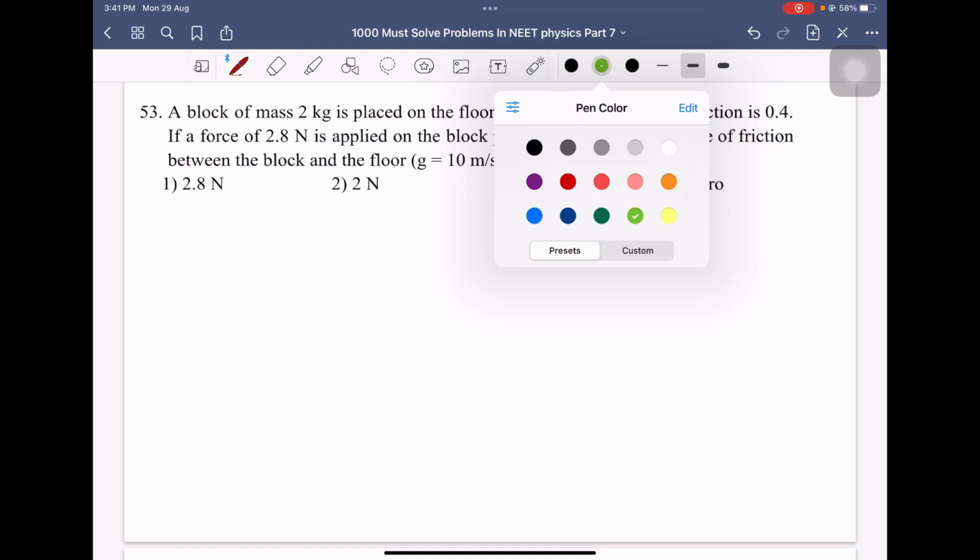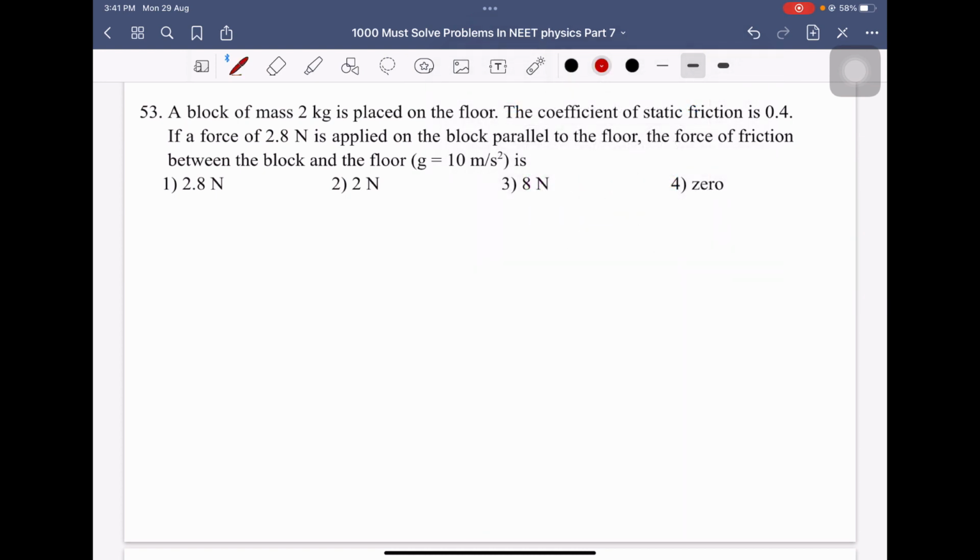Next, a block of mass 2 kg is placed on the floor. The coefficient of static friction is 0.4, so mu is 0.4. If a force of 2.8 Newton is applied on the block parallel to the floor, the force of friction between the block and the floor is, force of friction between the block and the floor.